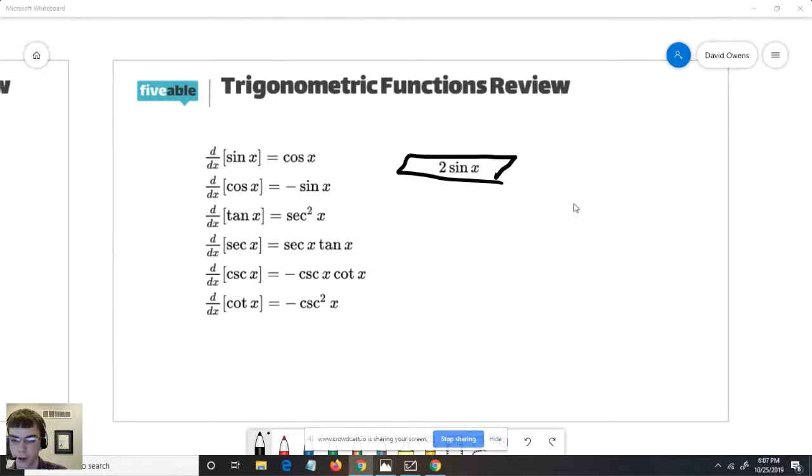Yep, right on the ball. Again, you can see it just becomes 2 cosine x. And remember this, constants just stay out in front as multipliers. You don't have to worry about those as derivatives.